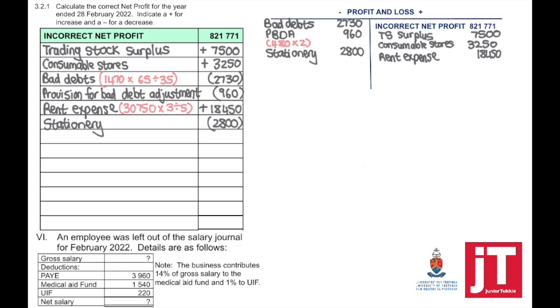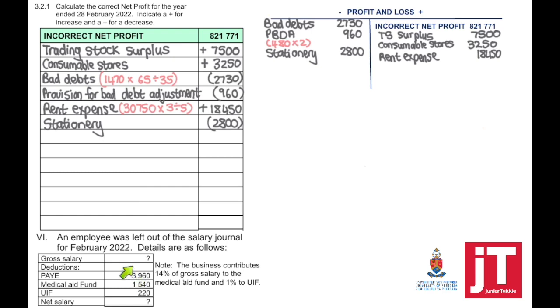Next adjustment. An employee was left out of the salaries journal for February 2022. Details are as follow. So left out means it was omitted. We still need to add it. When we're completing the net profit section, this question, we only care about the contributions plus the gross salary. Any deductions will go to the fund account, which forms part of your trade and other payables, and they've asked you to complete the trade and other payables.